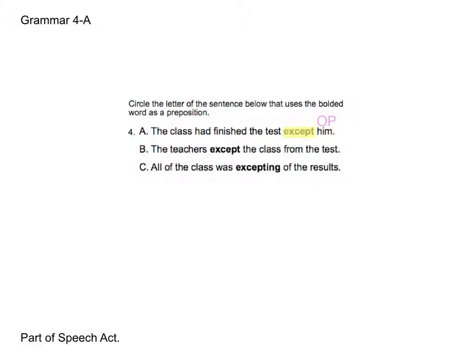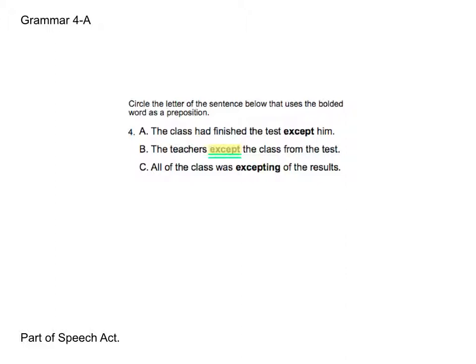But let's go ahead and look at the next sentence to see what else we can find out about this word. The teachers accept the class from the test. Now, maybe you've heard of this word, but you've never seen it in this context before. That is 100% fine. This is when you want to bring out that dictionary. In this sentence, accept is going to be our verb. It is the action being completed by the teachers. They are dismissing the class from the test. They don't have to take the test. They're exempt. They're accepted from the test.